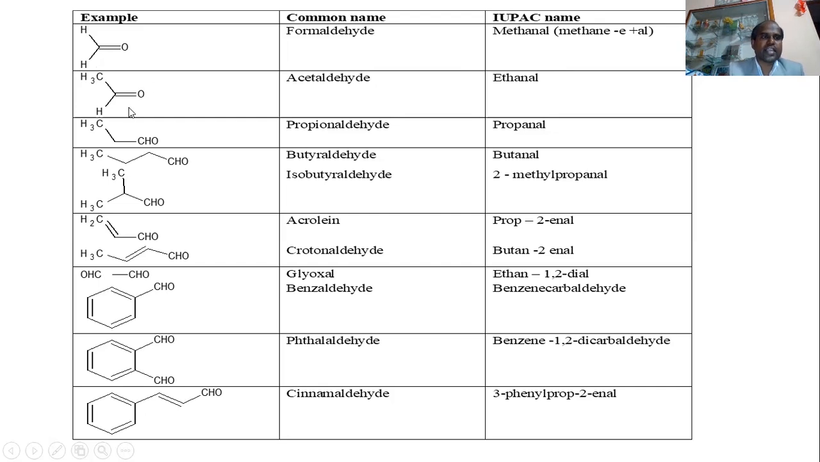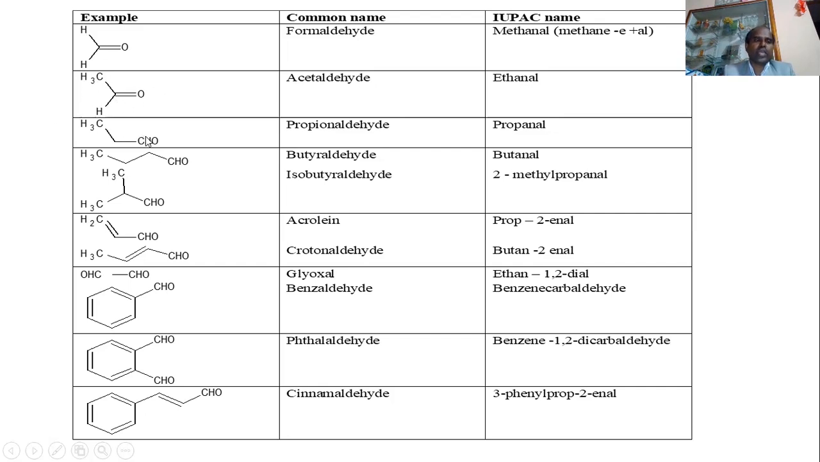Let's take the second one. You can observe that 2 carbon atoms are there. For this 2 carbon containing aldehyde, the common name is acetaldehyde. Since it contains 2 carbon atoms, as per the IUPAC name, the parent hydrocarbon name is ethane. The terminal E of ethane is replaced with Al, then it is called ethanal. Ethanal is the IUPAC name for this structural formula.